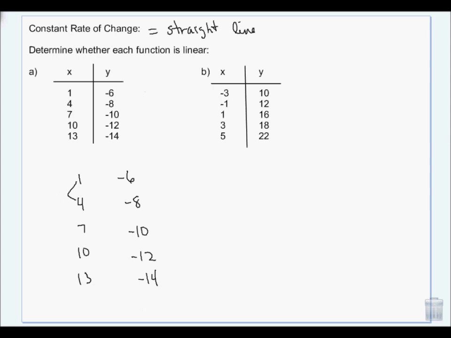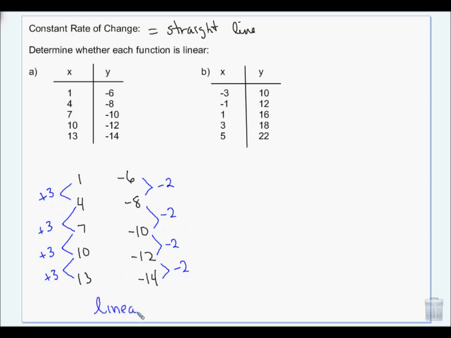To go from a 1 to a 4, I add 3, right? To go from a 4 to a 7, I add 3. 7 to 10, I add 3. 10 to 13, I add 3. So these are all the same. To go from a -6 to a -8, I subtract 2. -8 to -10, subtract 2, subtract 2, subtract 2. These are all the same, and these are all the same, so this is linear.